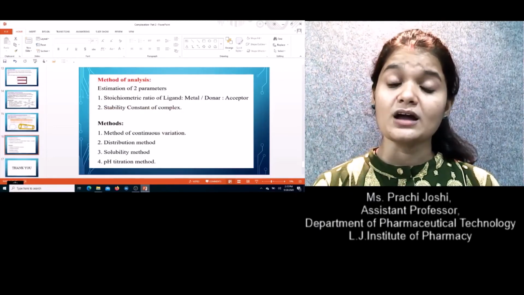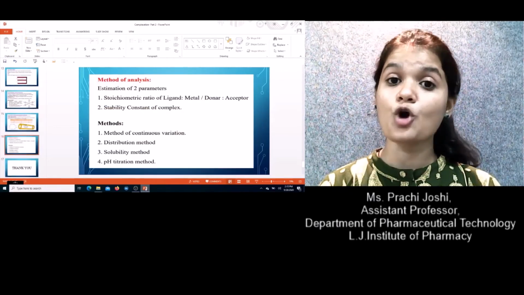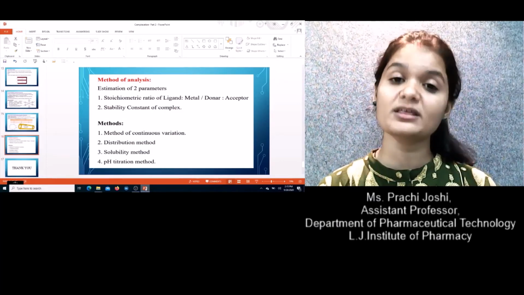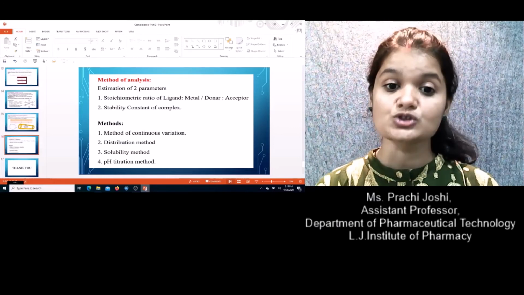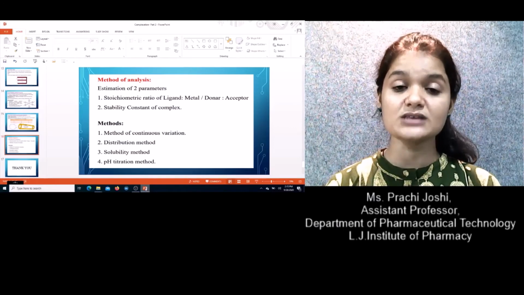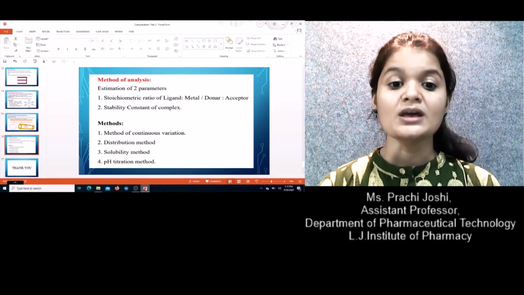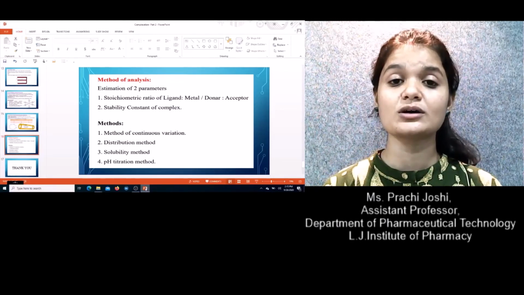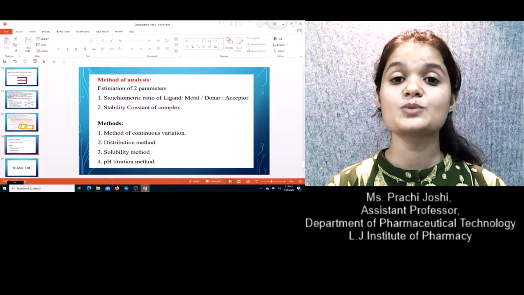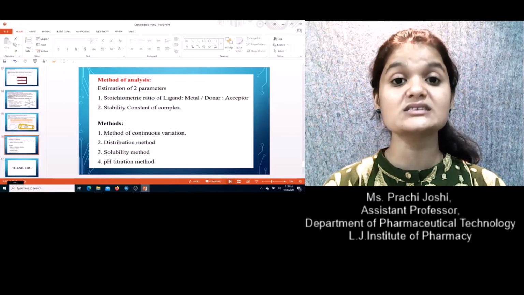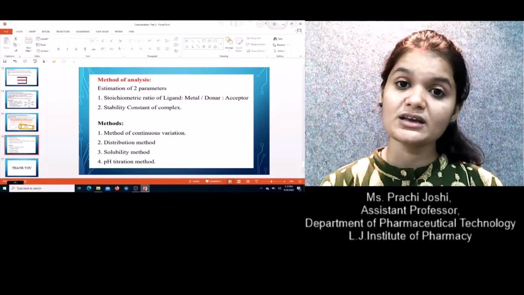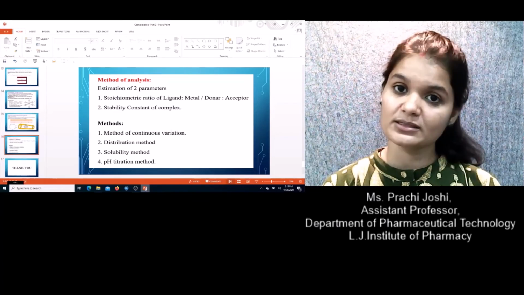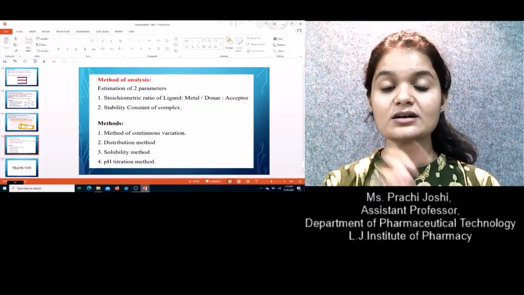So now we have to analyze if a complex is formed or not. For this, you require different methods to analyze the complex. So the first method is the continuous variation method. The second one is the distribution method. The distribution method is similar to the separation method, as we use in a separating funnel. The third one is the solubility method. The last one is the pH titration method, in which one is standard and one is reference.